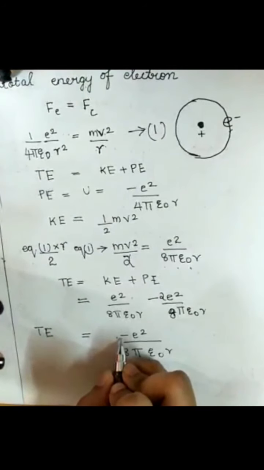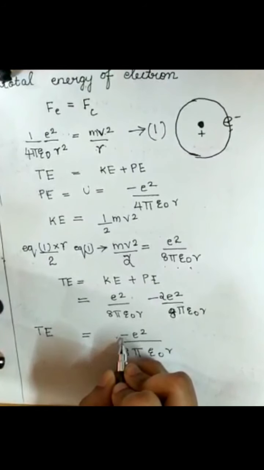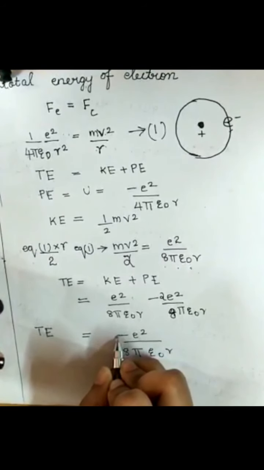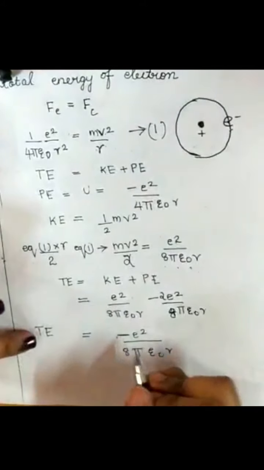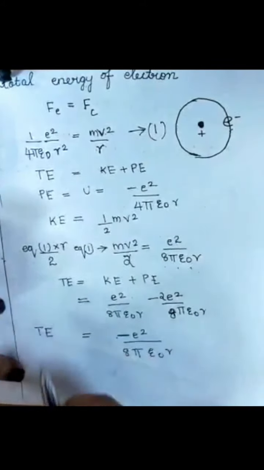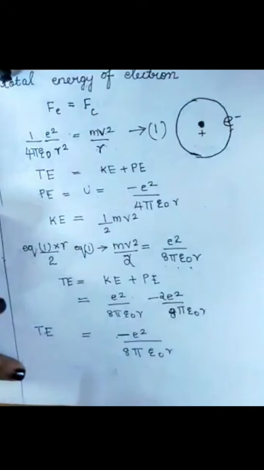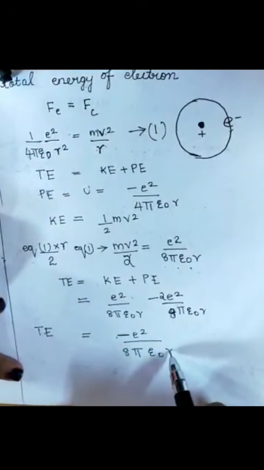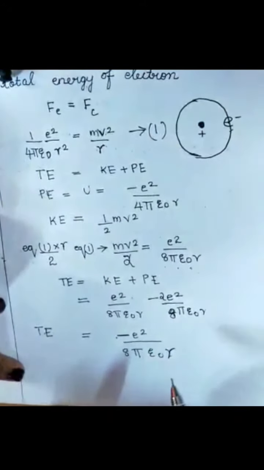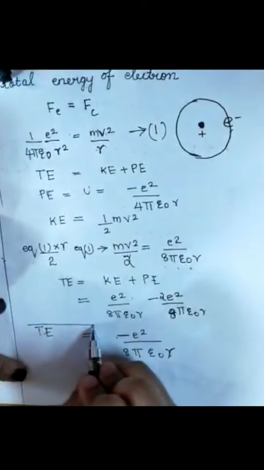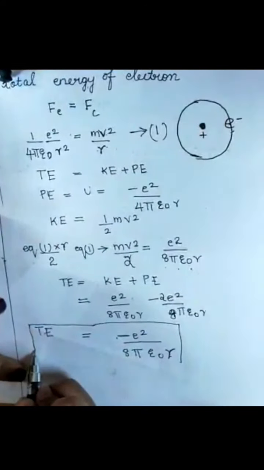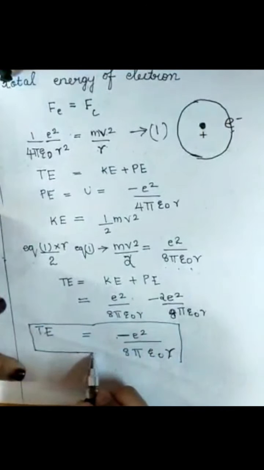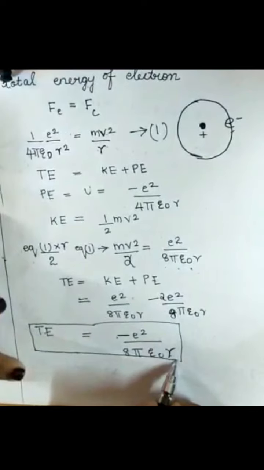So, please do not forget to write the negative sign. The negative sign is necessary because it implies that the total energy of the electron is acting opposite to the radius vector. So this is the final expression for the total energy of the electron revolving around the nucleus.